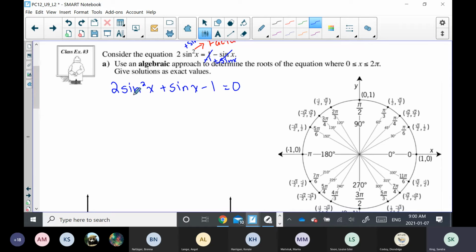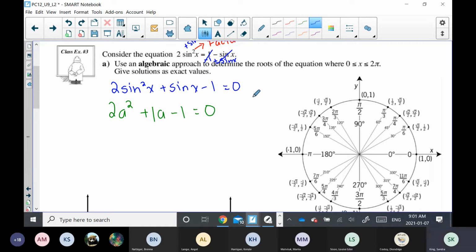So then say to yourself, okay, what type of factoring would this be? Is this a PSA 1? Is this a PSA 2? Is this a difference of squares? This would be a PSA 2 question. Let's take out our sine and put in an a. So 2a squared plus a minus 1 is equal to 0. So again, don't drop that 0.